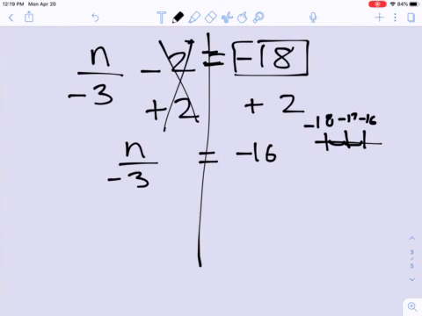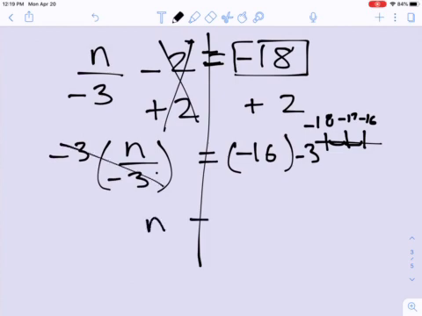And then you have to look at this whole expression and say, okay, n is being divided by negative 3. So if it's being divided by negative 3, that means that what I want to do is do the opposite, and the opposite of dividing by negative 3 is multiplying by negative 3. So these cancel, and you get n, and then negative 16 times negative 3 gives me a positive 48.